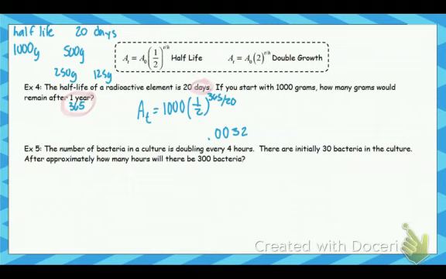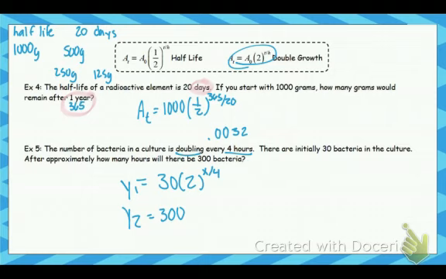Now the same style of equation is going to work if my stuff is doubling, tripling, etc. So in this case, the number of bacteria in a culture doubles every 4 hours. So I'm going to use a very similar style equation. My initial amount is 30. It's going to be doubling. It doubles every 4 hours, and I don't know the time, so this will be x over 4. So this would be my y1. My y2 here is going to be 300, since I want to know when there will be 300.